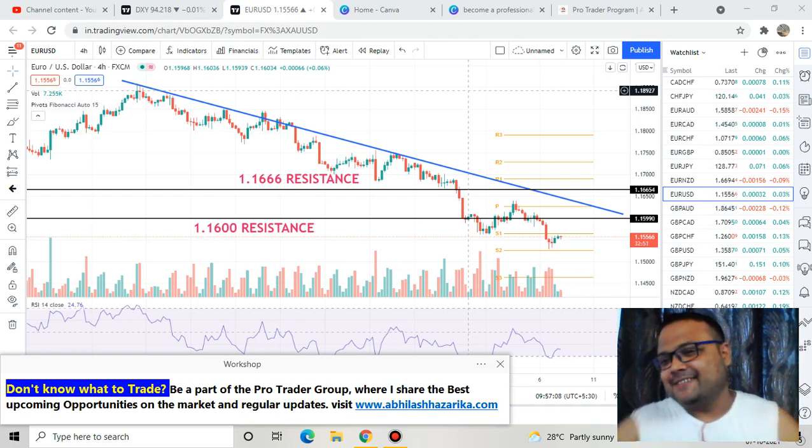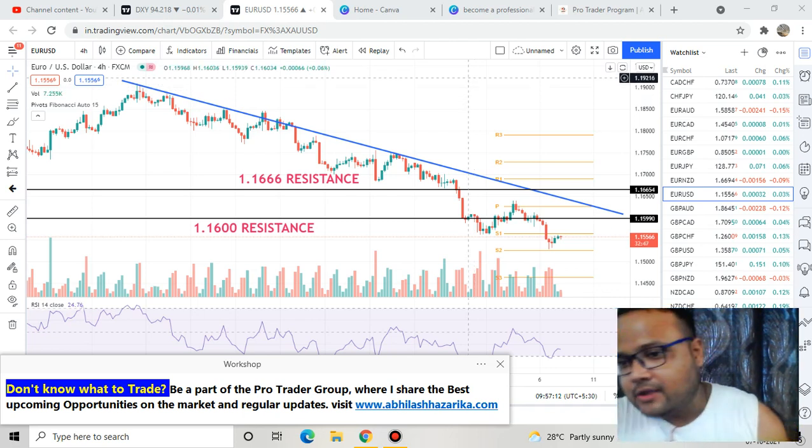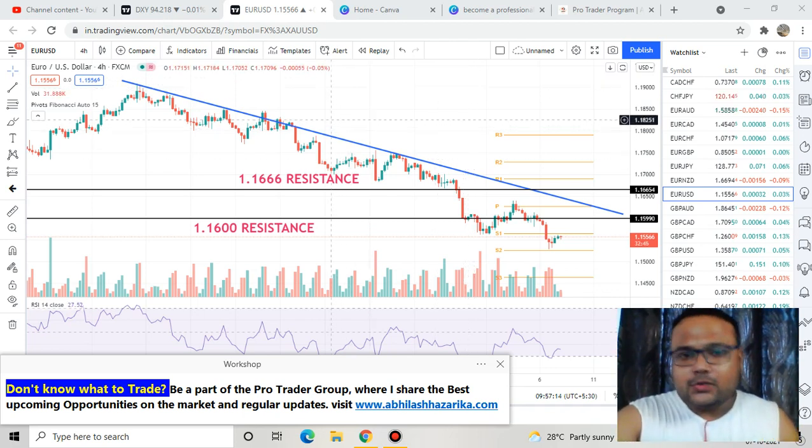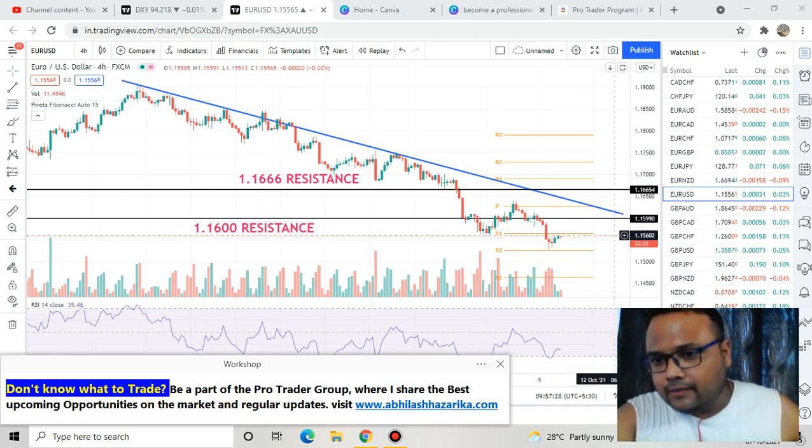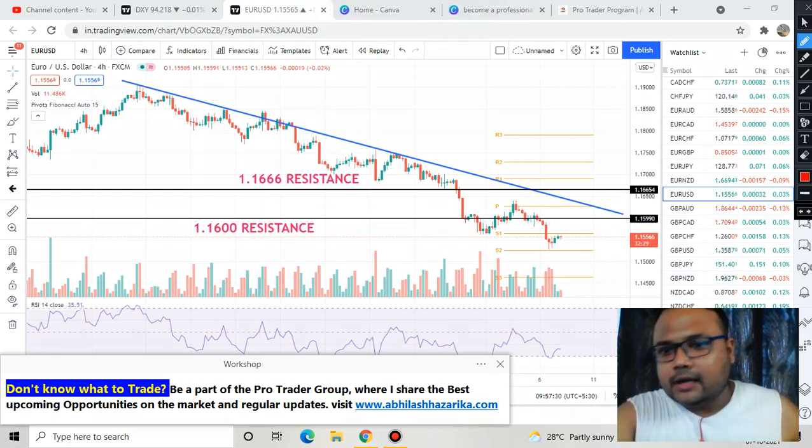So let's get started. This is the 4-hour chart of Euro USD in front of us right now. As we can see, Euro USD is in an uptrend, but to be honest, there has not been much movement or volatility in the chart of Euro USD for the last couple of days. Right now you can see that Euro USD is trading at 1.1556. This is the current market price.